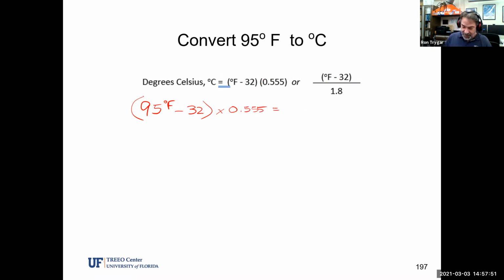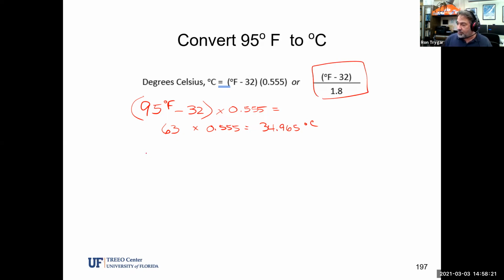And that's going to give us some number. So 95 degrees, subtract 32, and for this product I get 63. So it's going to be 63 times 0.555, and I come up with 34.965 degrees C. And there's another formula showing here. Let's work that one out.